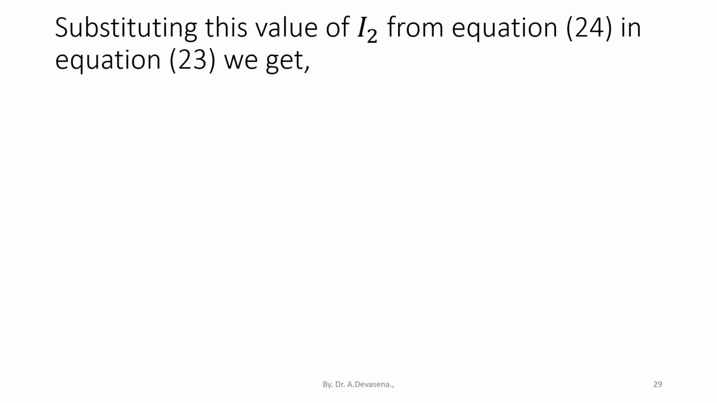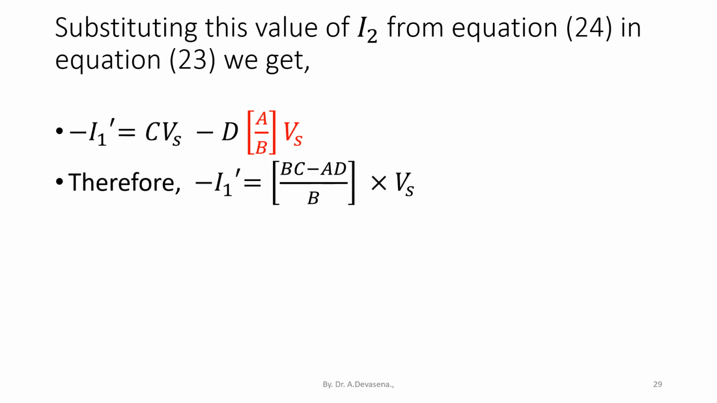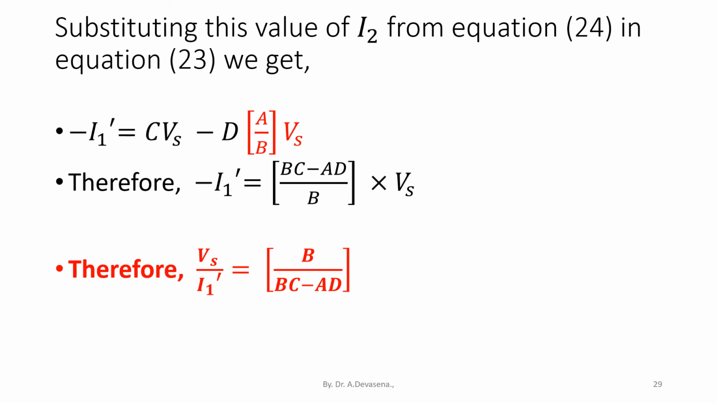Substituting this value of I2 from equation 24 in equation 23, we get minus I1 dash is equal to CVs minus D into A by B into Vs. Here we have substituted the value of I2. Therefore, minus I1 dash is equal to BC minus AD divided by B into Vs. Here we have taken the LCM and we have taken Vs as common. Therefore, Vs divided by I1 dash is equal to capital B divided by BC minus AD.